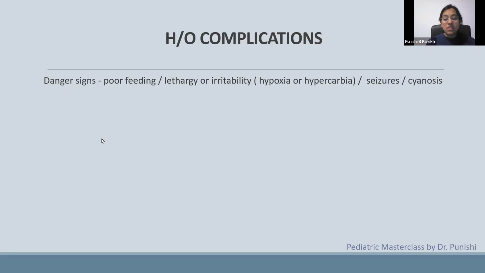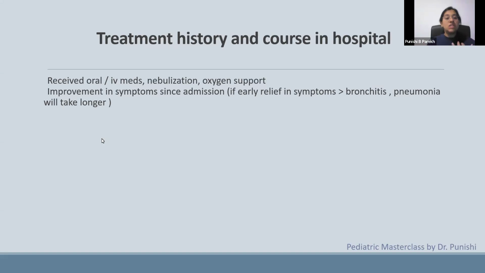Next is treatment history and course in the hospital. So from the time the child is presented to you in the hospital, what exact treatment has the child received, and how has the course been after admission to the hospital? So whether the child received oral, IV medications, nebulization, or has required oxygen support, and whether there has been improvement of symptoms since admission.